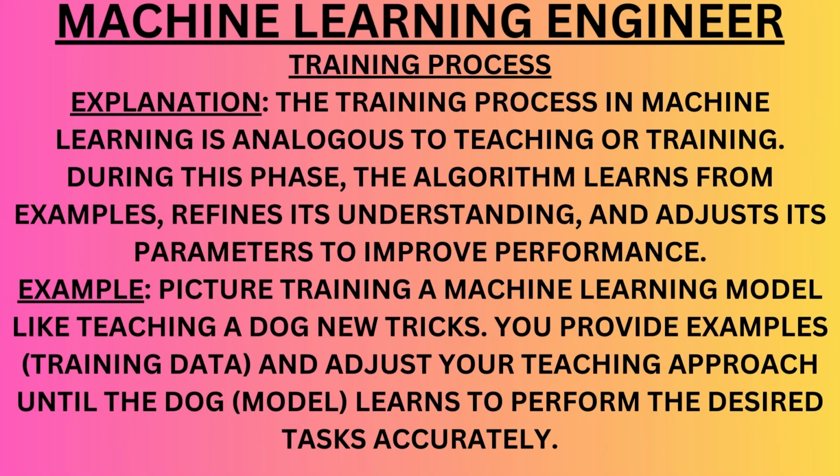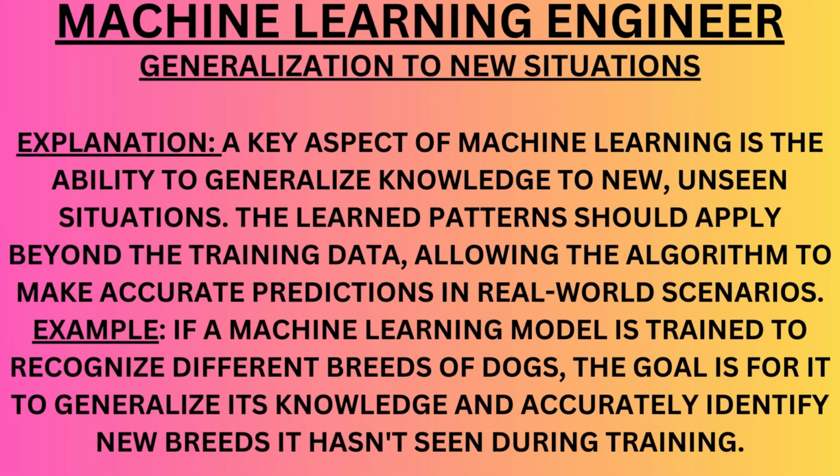Training process. Explanation. The training process in machine learning is analogous to teaching or training. During this phase, the algorithm learns from examples, refines its understanding, and adjusts its parameters to improve performance. Example. Picture training a machine learning model like teaching a dog new tricks. You provide examples, training data, and adjust your teaching approach until the dog model learns to perform the desired tasks accurately.